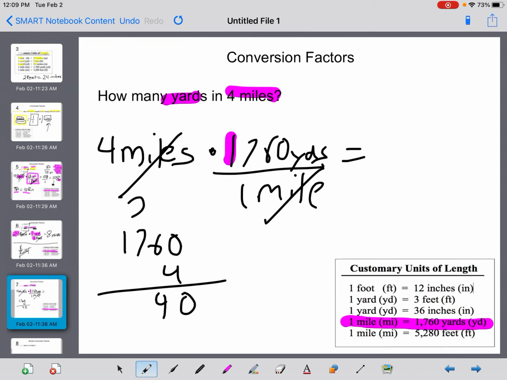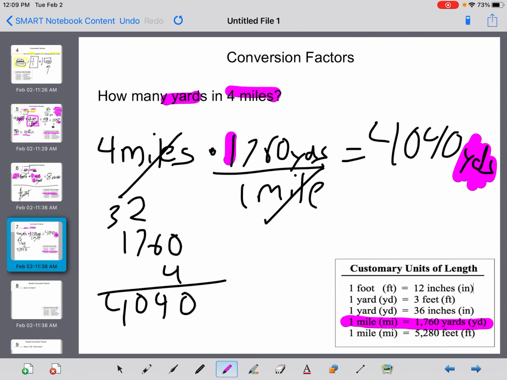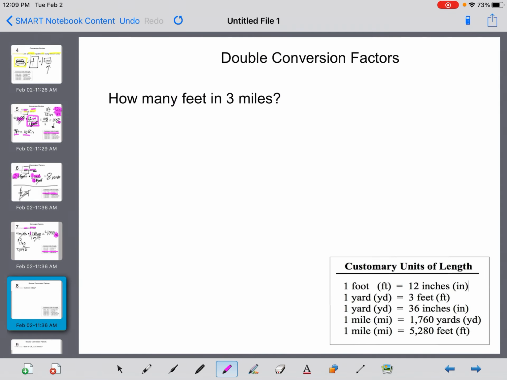So now I have 4 times 1,760, which of course I can just do on the side of my notebook. Let's see if I do it right. 7 times 4 is 28. And I get 7,040 what? Yards. Don't forget your units. Those are essential, especially when we get to quizzes and whatnot. So that's how many yards there are in 4 miles.